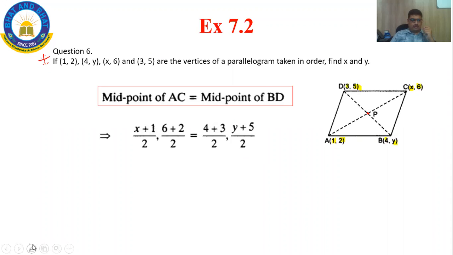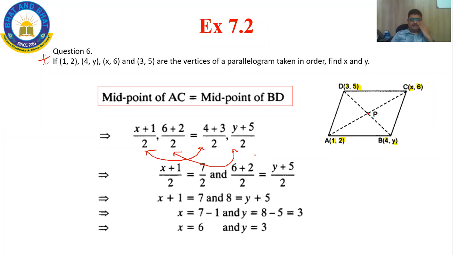So what do I have to do now? I have to equate. So I will equate the x values, as well as the y values. (x plus 1) divided by 2 should be equal to (4 plus 3) divided by 2. Similarly, (6 plus 2) divided by 2 should be equal to (y plus 5) divided by 2. So take them separately and simplify. The 2 will get cancelled. Here also the 2 will get cancelled. x plus 1 is equal to 7, sorry, that means x is equal to 6. 6 plus 2 is 8, which is equal to y plus 5. So y will be equal to 3.